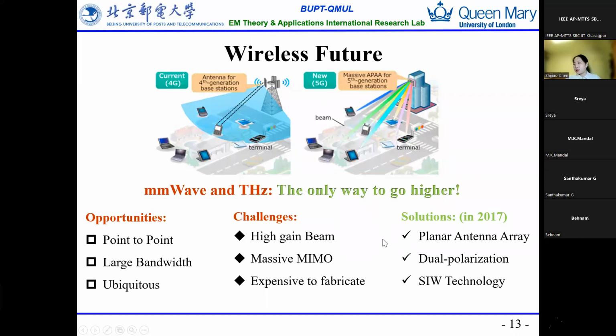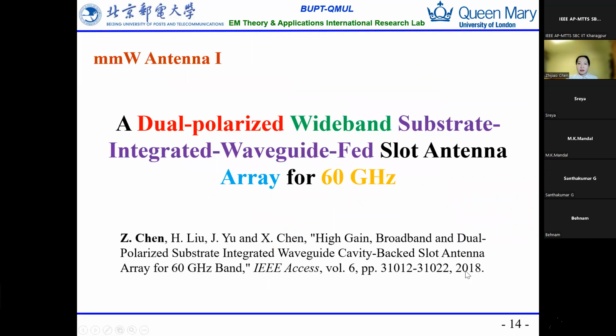I would like to design a planar antenna array with dual polarization using SIW technology. So here is my very first antenna design. The name is "A Dual-Polarized Wideband Substrate Integrated Waveguide-Fed Slot Antenna Array for 60 GHz." For more detail, you can check the published paper.